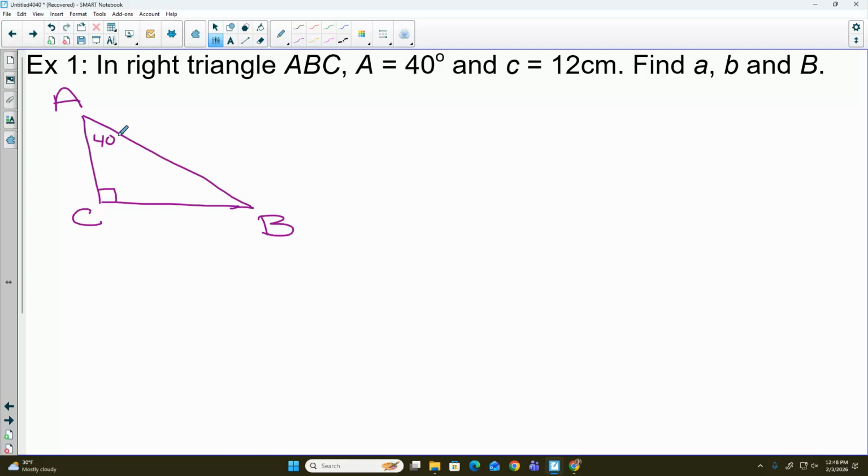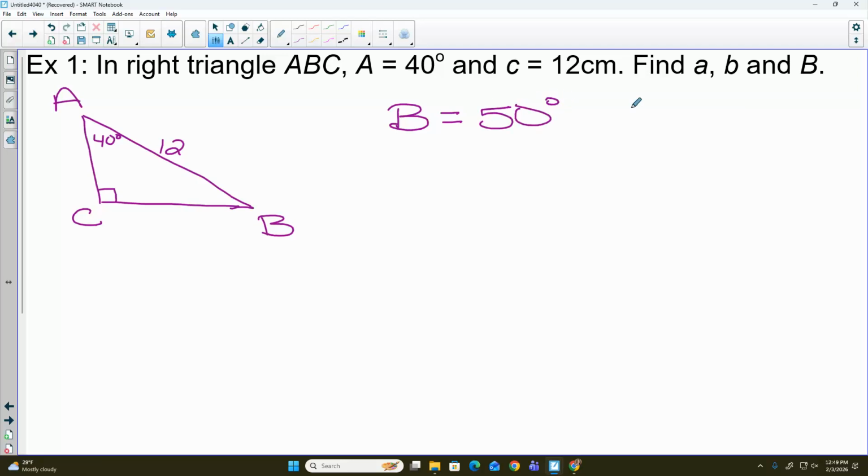So angle A is 40 degrees. Side C, where do I put side C? The hypotenuse is 12 centimeters. I need to find side A, side B, and angle B. What's the easiest thing to find right now? Angle B. How would we get that? We know in a triangle all the angles add up to 180. So you could do 180 minus 90 minus 40, or you could know these two just add up to 90, so 90 minus 40. Either way, and we get 50 degrees.